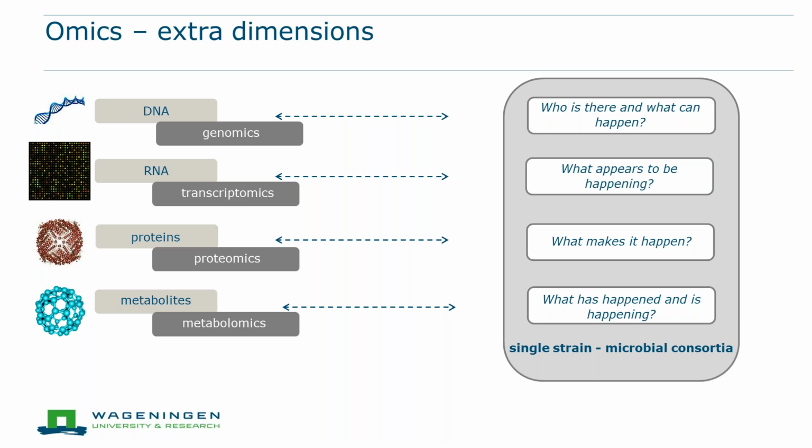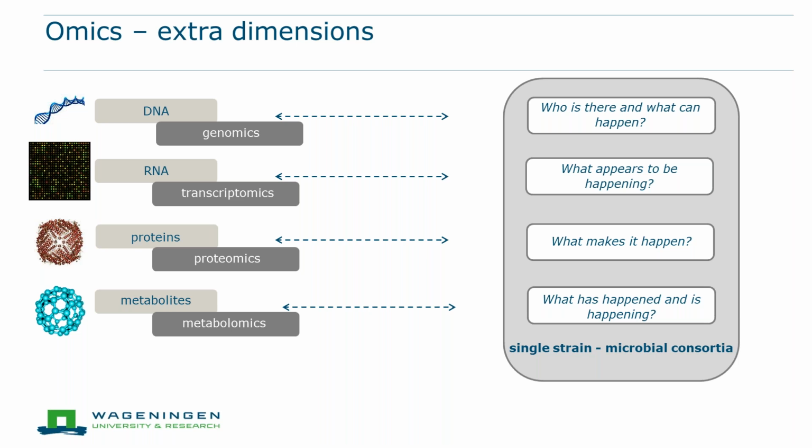So omic tools have been developed in the last decades and paved the way for an extra dimension in QMRA. And omic tools are used at different levels in the cells, from DNA analysis to metabolite analysis, and can help us to answer different questions. The genome sequencing of strains or microbial consortia gives insight into which microbes are present and what these microbes could do. And then the genome-wide transcriptome analysis sheds light on what appears to happen. The proteomics target the protein levels and give insight into the proteins that make it happen. And then the metabolite analysis helps us to understand what kinds of molecules are produced, or in other words, what has happened and is happening.